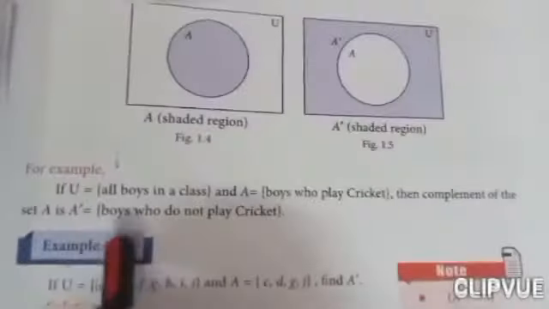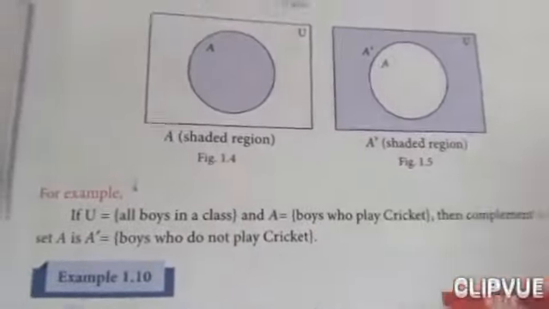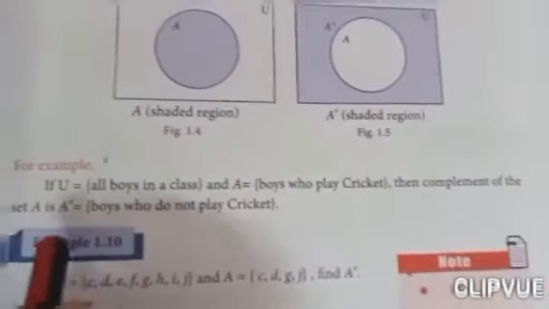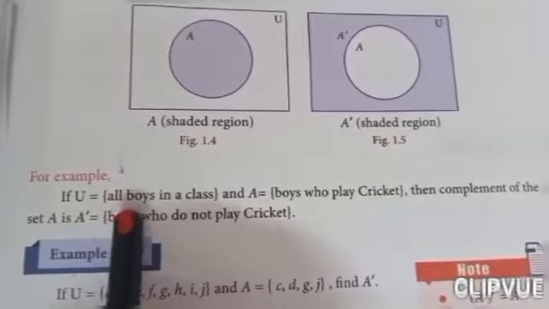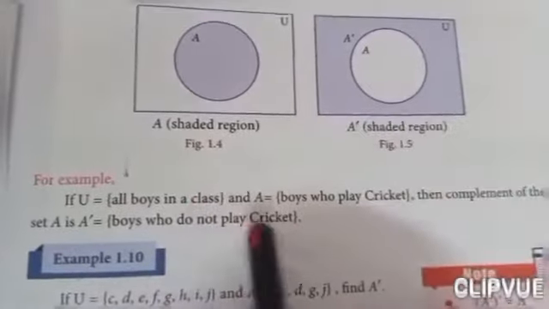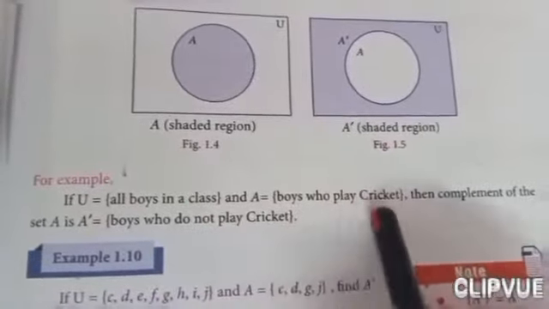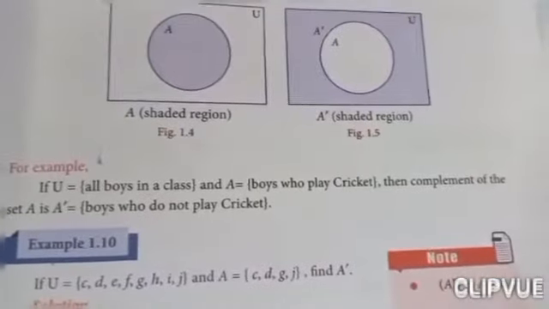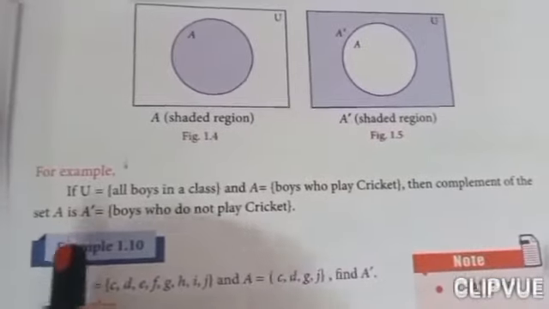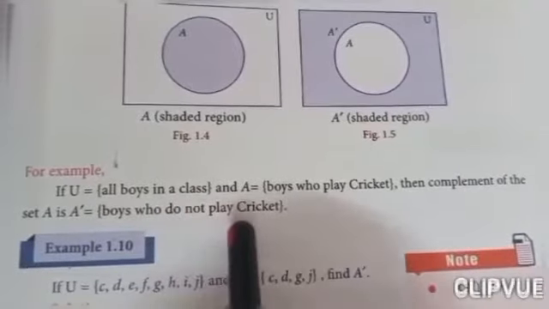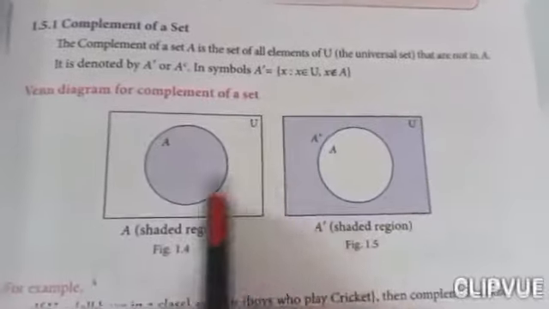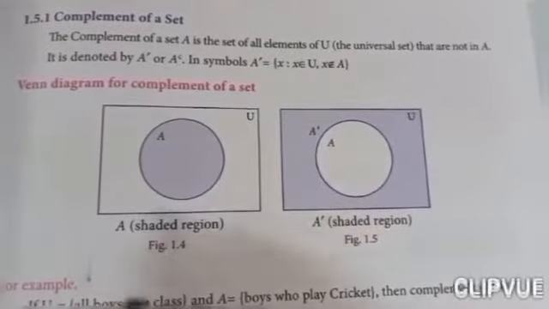Look at one example. Already I gave many examples, but this example is given in the text. If the universal set is all boys in your class, and set A is boys who play cricket, they are asking the question, what is A dash? A dash is the boys who do not play cricket in your class. This is the Venn diagrammatic representation of A dash.